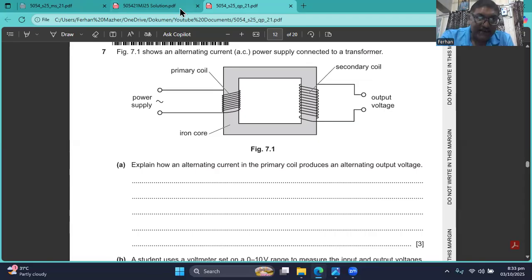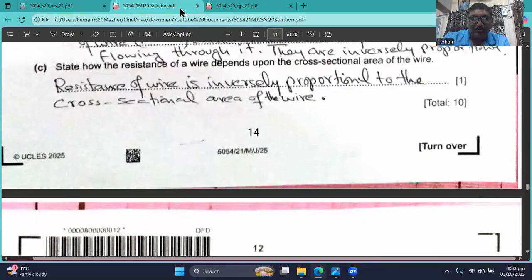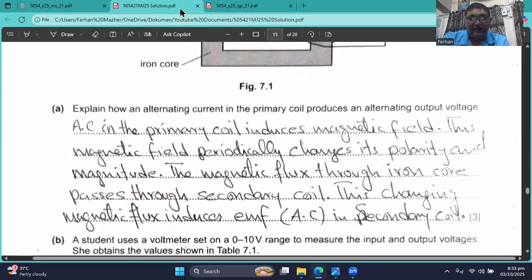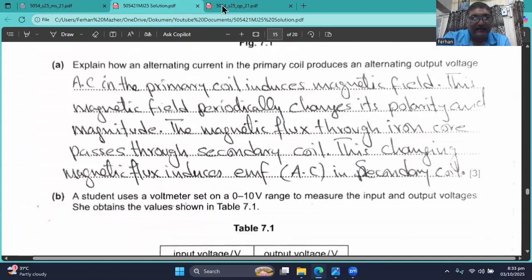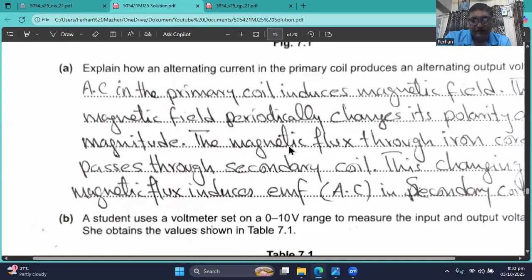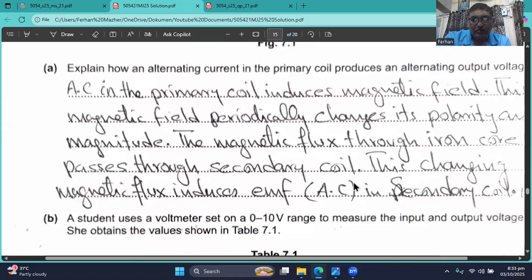So I hope you understand this. The EMF will be induced in that secondary coil. So here comes my answer, the answer which I wrote.